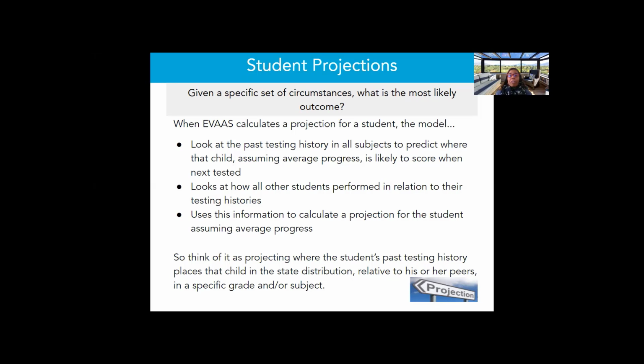And they use that information in the model and they calculate a projection for Tamara, right? So it's basically projecting, given all of Tamara's testing history, relative to how other students also tested and scored, where will Tamara land in the state distribution?